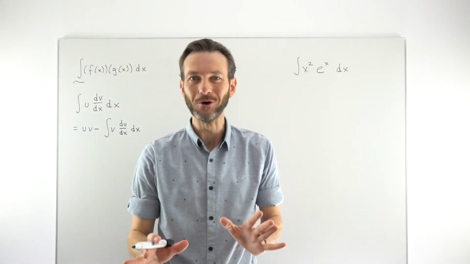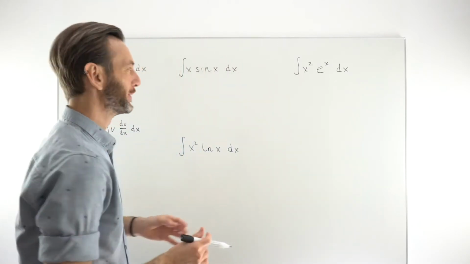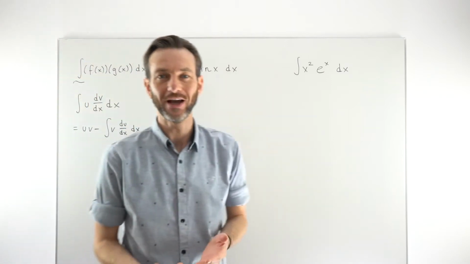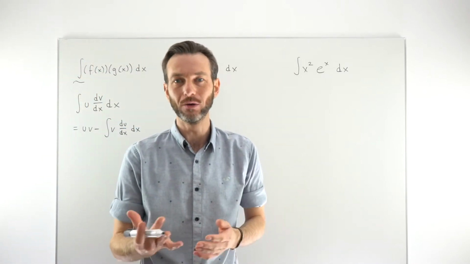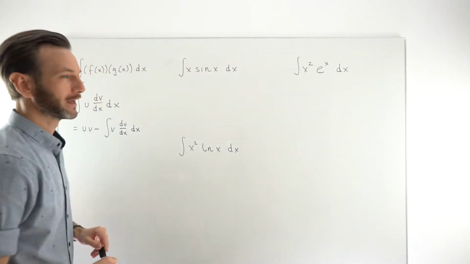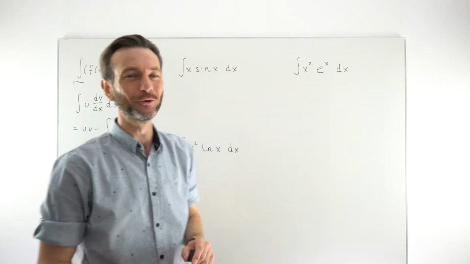Clear? Probably not, right? It's a little bit of a strange looking formula. But basically it all comes down to making the correct assignment of u and v, or well, u and dv initially. So let's just look at an example. Hopefully an example will make it a little clearer.